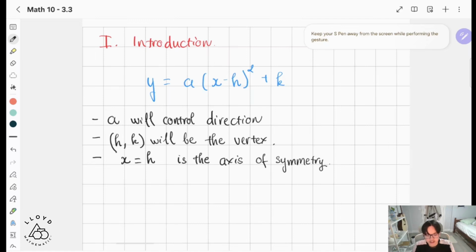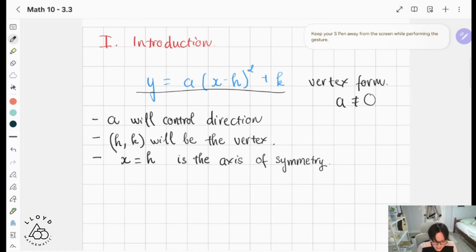So for introduction, I have this formula, which I call the vertex form. This is a form that is different from the standard form, and it gives us some information without graphing. And the information is very important for us. The a here needs to be different from 0, because when a is 0, that's meaningless. It just becomes linear, which is y equal to k, right?